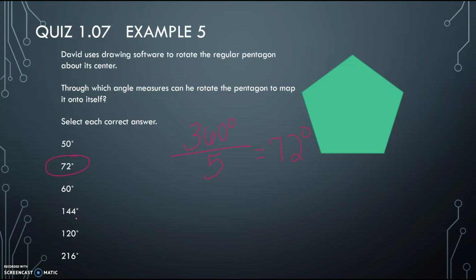So we can try 72 times 2, which is 144. And then 72 times 3, which is 216. So these are all multiples of 72, and those are your answers.